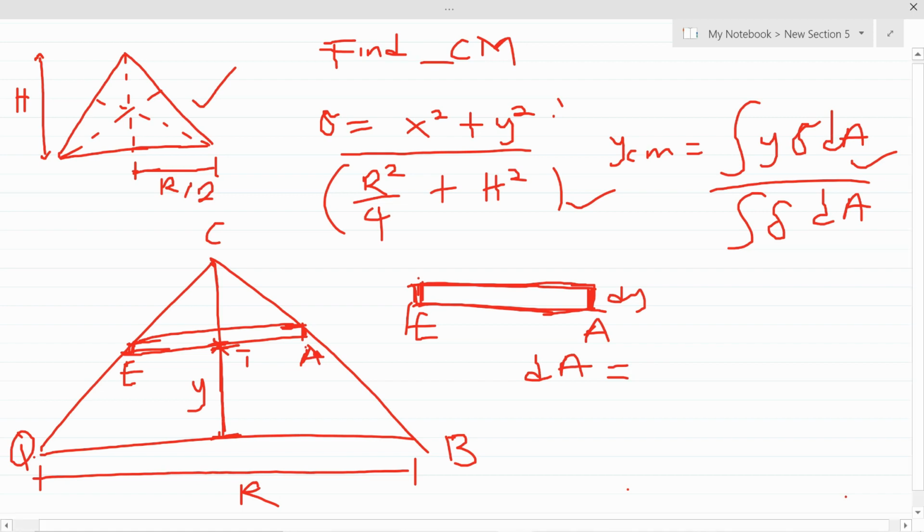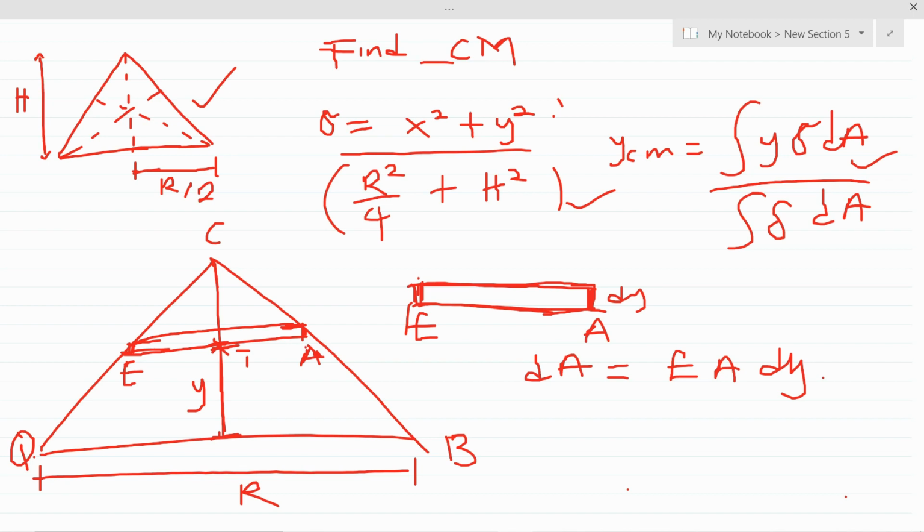It's equal to the area of a rectangle. The area of a rectangle is what? Length times breadth. So EA, the length EA times dy. I hope you get it now. Now, if it is EA times dy, then what is that EA?